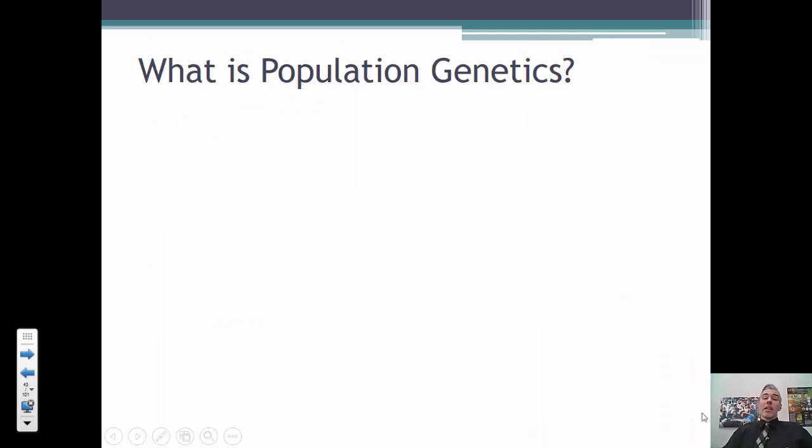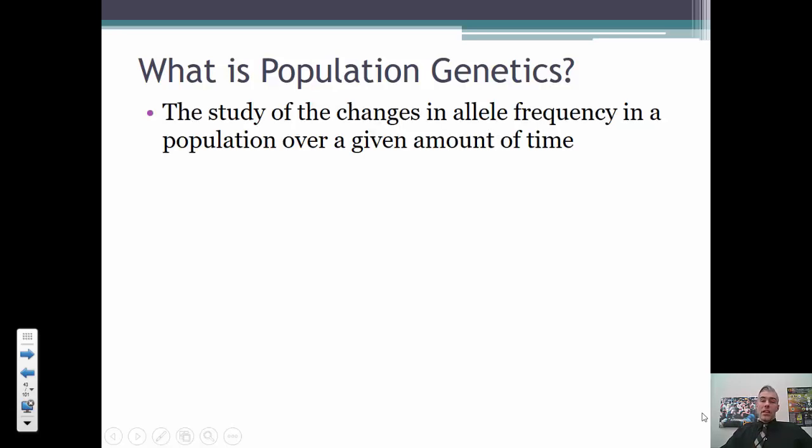Okay, so now we're going to get into population genetics specifically, and what microevolution usually focuses around. It's the study of changes in allele frequencies in a population over a given amount of time. So what does that mean?